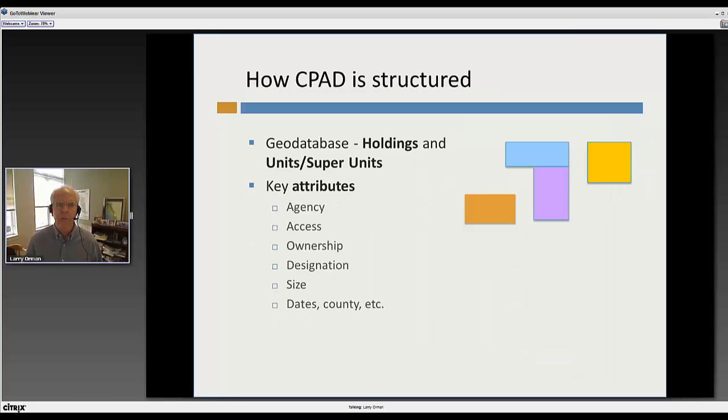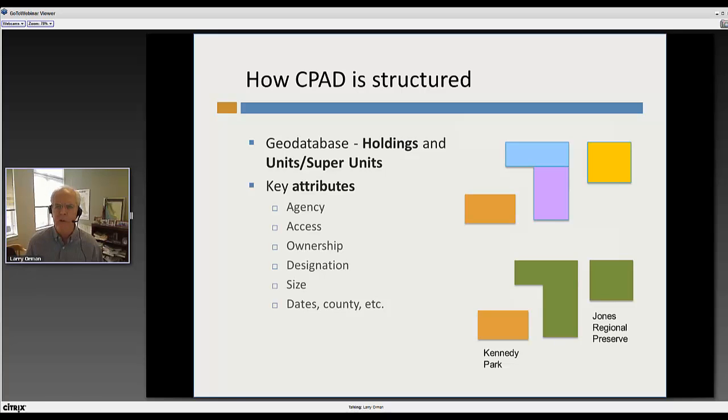For the GIS types among you, the way the data is structured is sort of like this. There are these three types of features. The holdings are kind of the atomic level. Think of them as literally atoms, and they aggregate into molecules. And the molecules are really the things that we would call the Jones Regional Preserve or Kennedy Park, each of which could be made up of multiple holdings. The advantage of that is over time we can track changes and show improvements. We can also handle different management designations that are not always done at this level of accuracy.